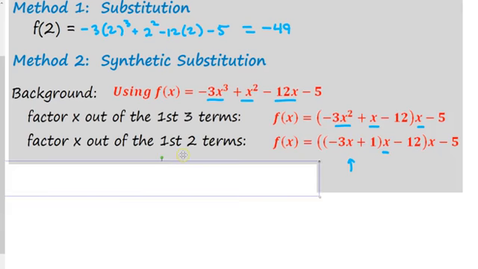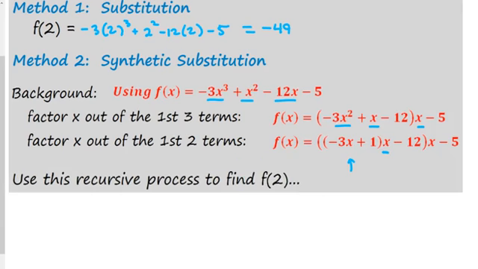So now that we have this modified form of our expression, what we can do is find f of 2, and here's the recursive process. Recursive means you're doing the same sequence of steps over and over again. Iterative is another word that means the same thing. So you take your number that you want to plug in. You take 2.